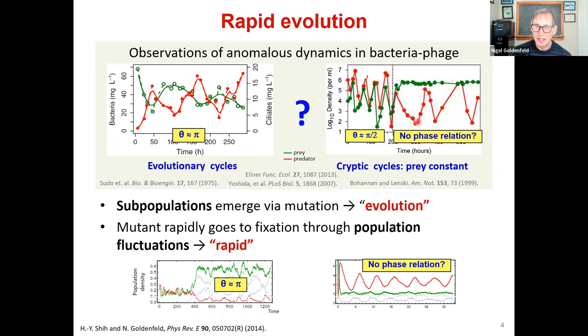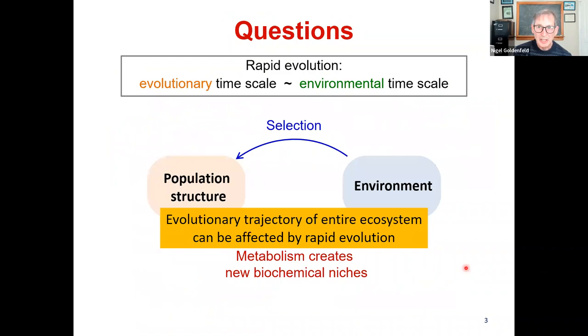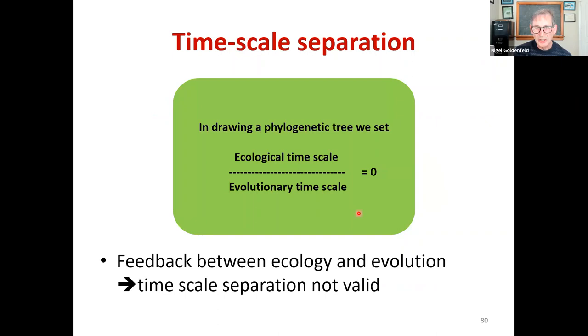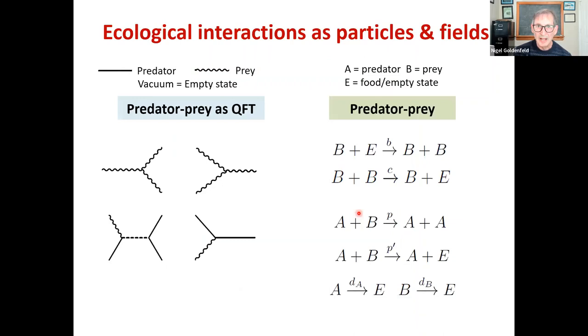What we know is happening in these systems is that subpopulations are emerging through beneficial random mutations, and those mutations then rapidly go to fixation through various population dynamical processes, and that gives you these rapid dynamics. So these things can definitely happen, and that means that the evolutionary trajectory of an entire ecosystem can be affected by this. So what I'm going to argue now is that the feedback between ecology and evolution, this timescale separation, is not valid.